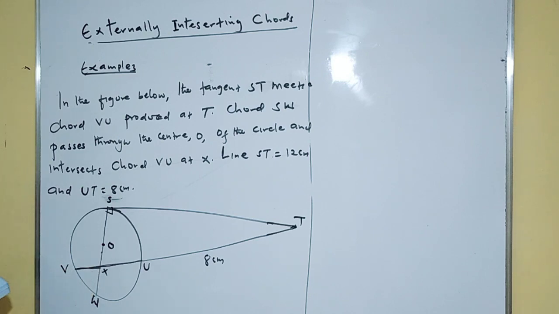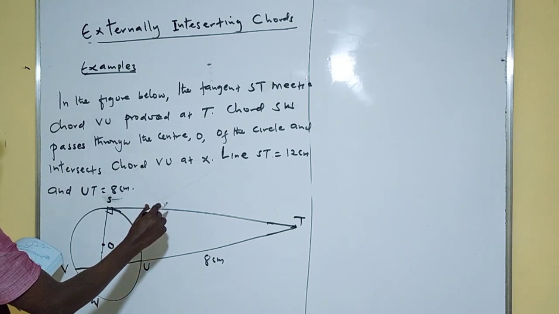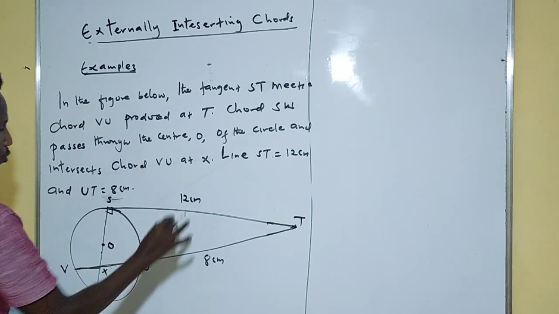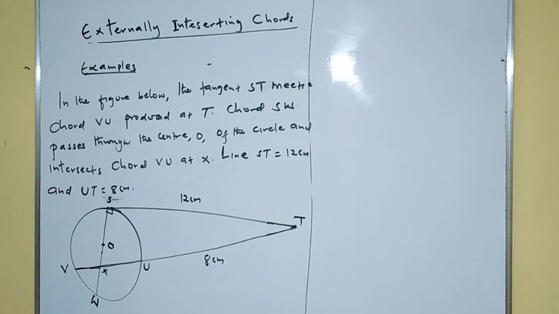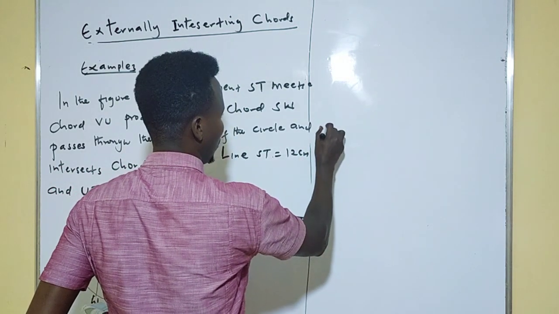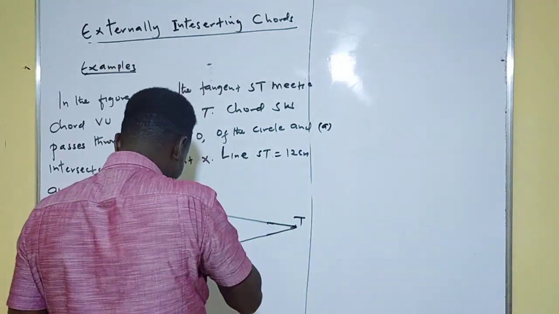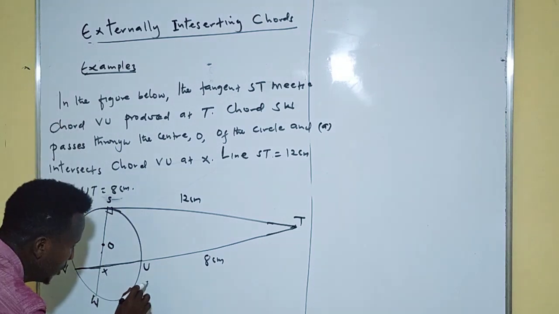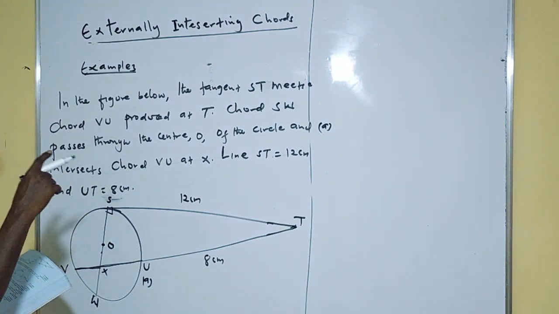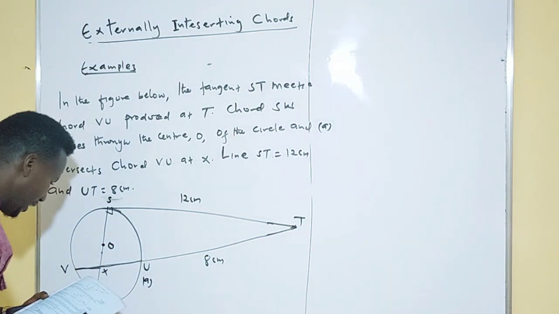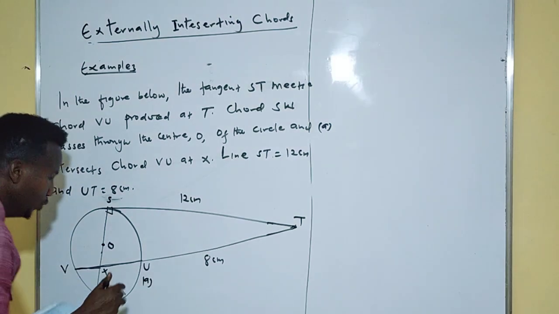Line ST is 12 centimeter and line UT is 8 centimeter. UT is 8 centimeter. And this is also 12. You must try that. Then there's another piece of information here. Question A. Let me write it here. This is question A. I want to reserve that space. Calculate the length of chord VU.